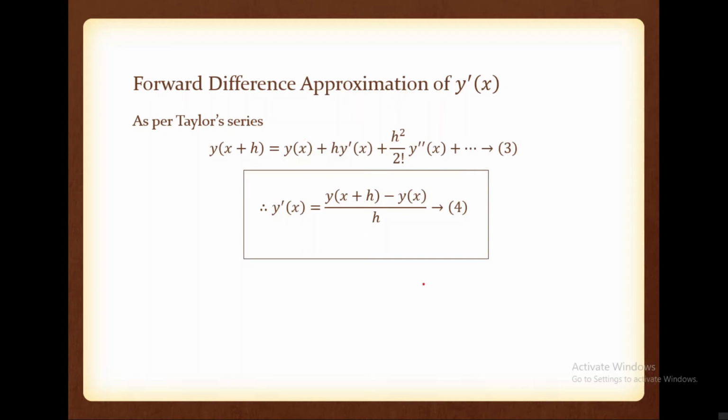Please note down this equation. Note down equation number 4: y dash of x is equal to y of x plus h minus y of x divided by h. Why is it a forward difference approximation? You can see that y dash of x is calculated by using the next value of y, that is y of x plus h, minus the current value y of x, divided by h.